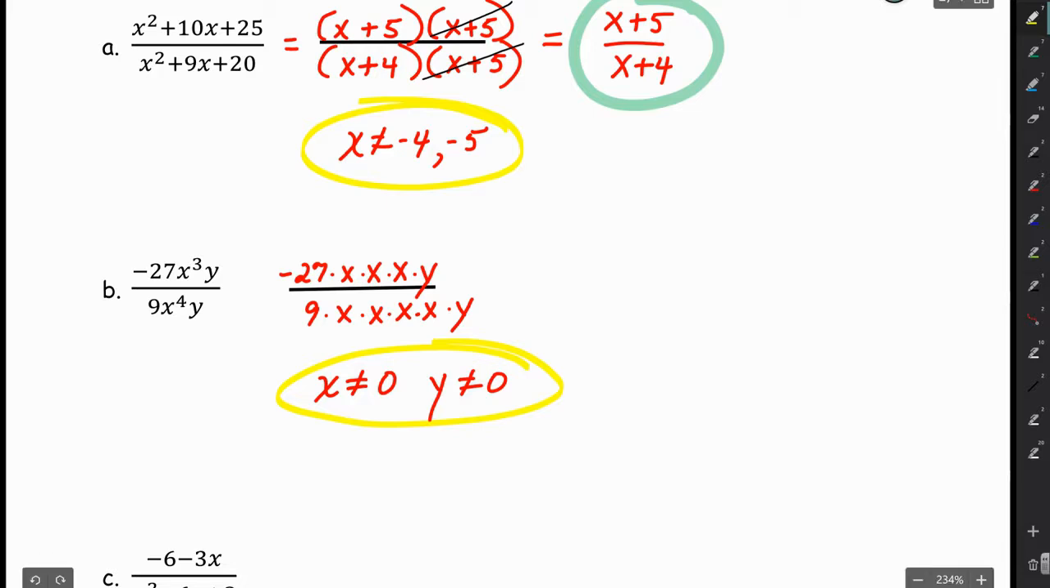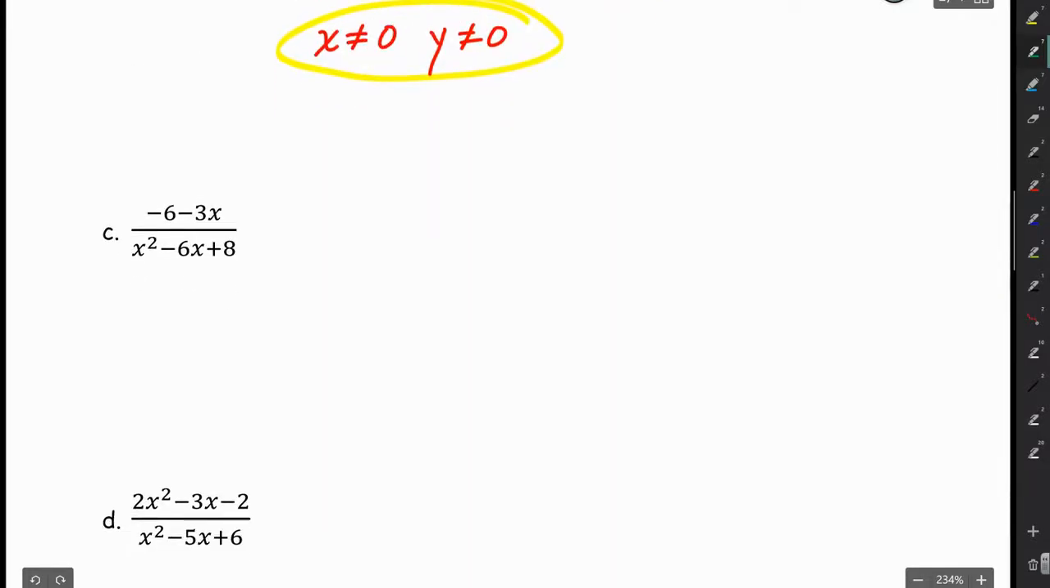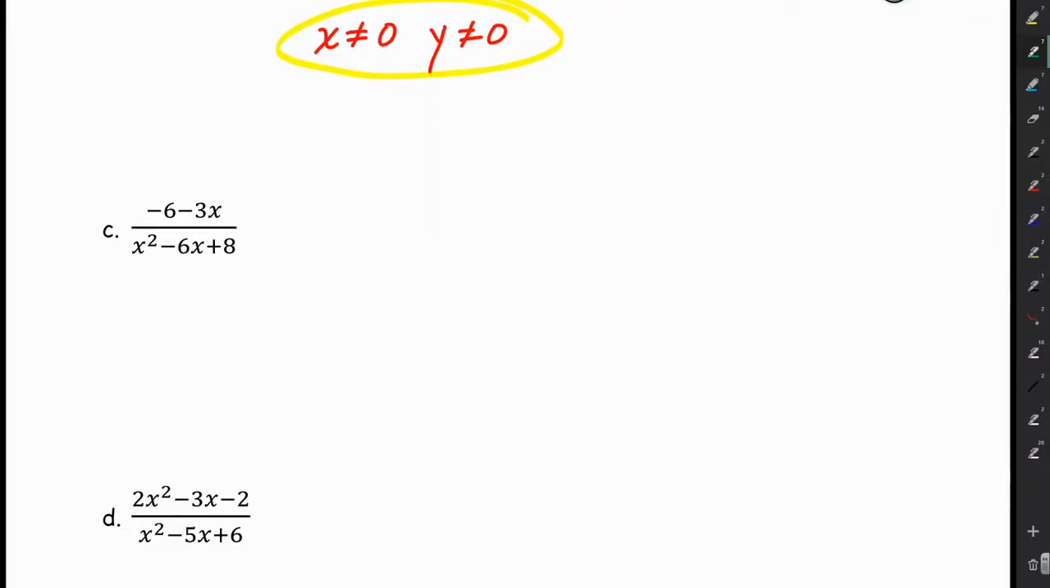Well, -9 divided into -27 is going to give me -3. Then let's cross off anything that will cancel out. So these x's go away, and these y's. That only leaves us with an x in the denominator. So the simplified expression here would be -3 over x. All right, moving on to letter C. At this point, I would pause the video and try to do C and D on your own and then come back when you're ready.